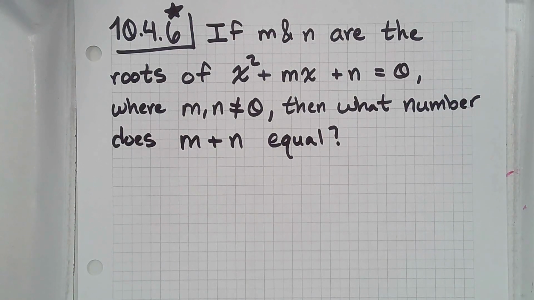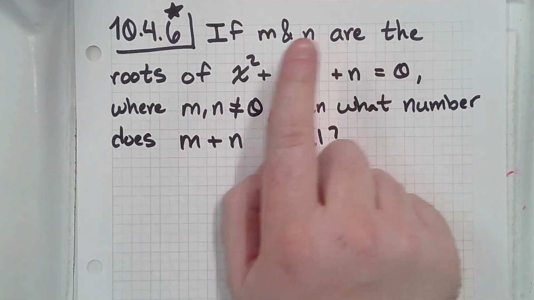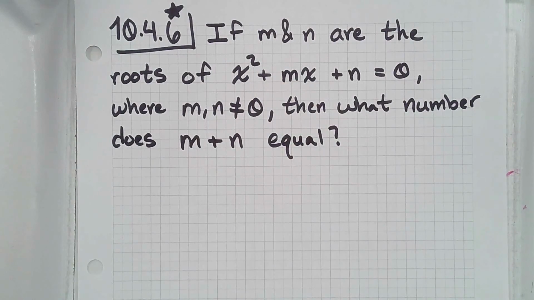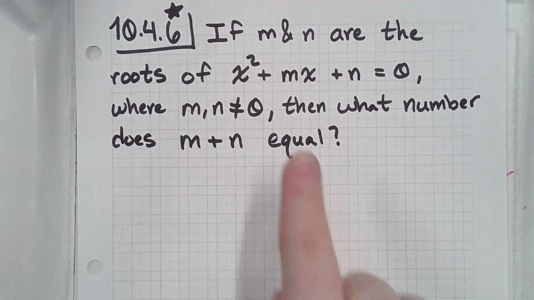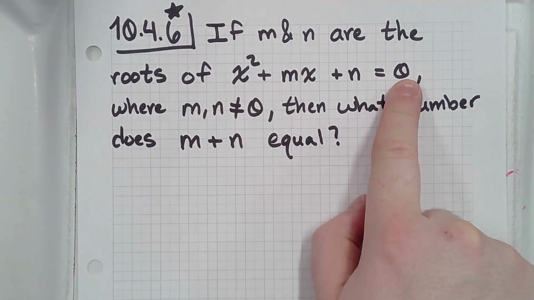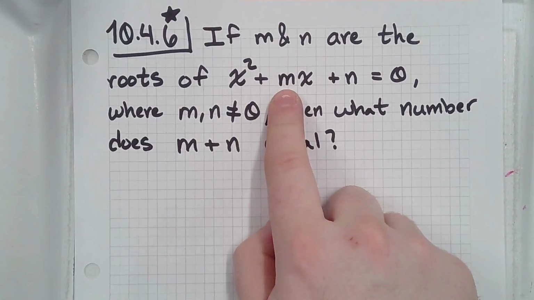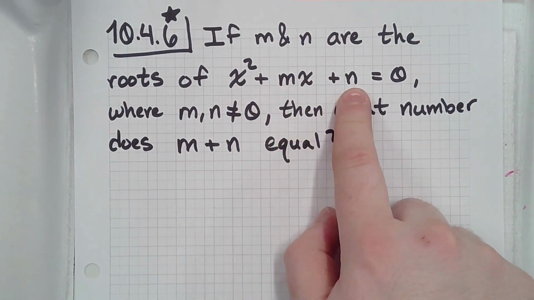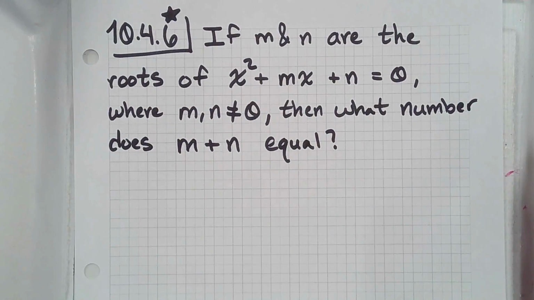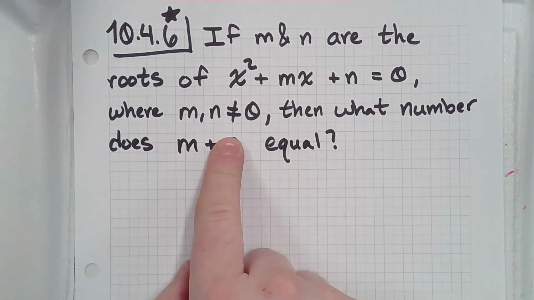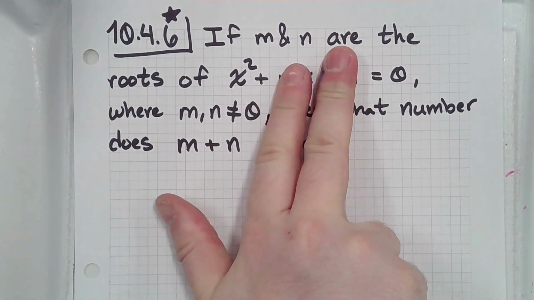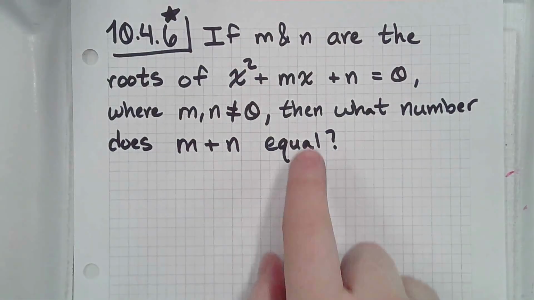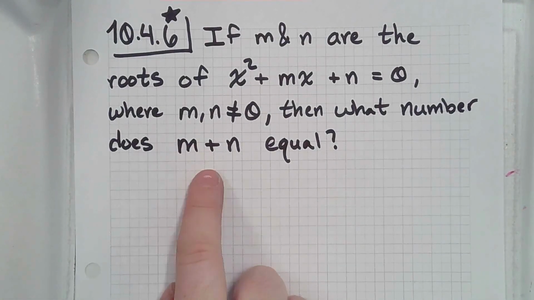All right, so 10-4-6 is the last one we have to do with a star on it. It says if m and n are the roots to this equation, meaning that m and n are some numbers that when we plug them in here, make this whole thing equal 0. But not only that, they're also the coefficient of our linear term and our constant, so that's interesting. Of course, m and n can't be 0, because if they were, then this would be gone. Pretty boring equation. What number does m plus n equal?